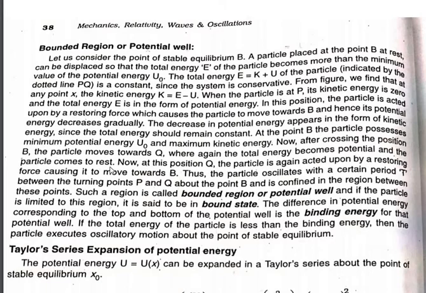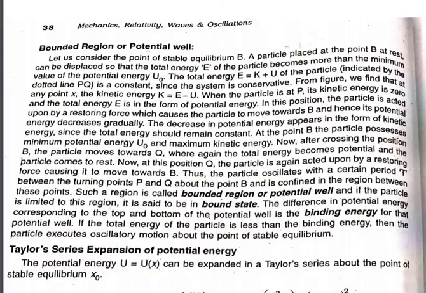Kinetic energy 0 means velocity 0. The particle comes to rest. Now at this point Q, the particle is again acted upon by the restoring force, causing it to move towards the point P. Thus the particle oscillates with a certain period T between the turning points P and Q about the point B. Okay, and it is confined in the region between P and Q.